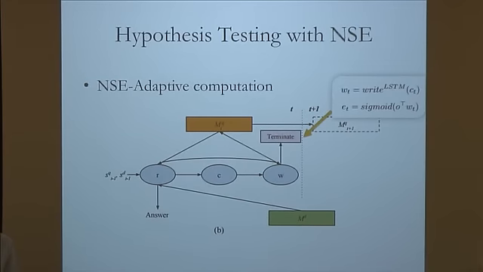We can see this as weak supervision. We are not telling it when to stop, but we are forcing the model to stop when it finds the right answer. It can be seen as weak supervision.